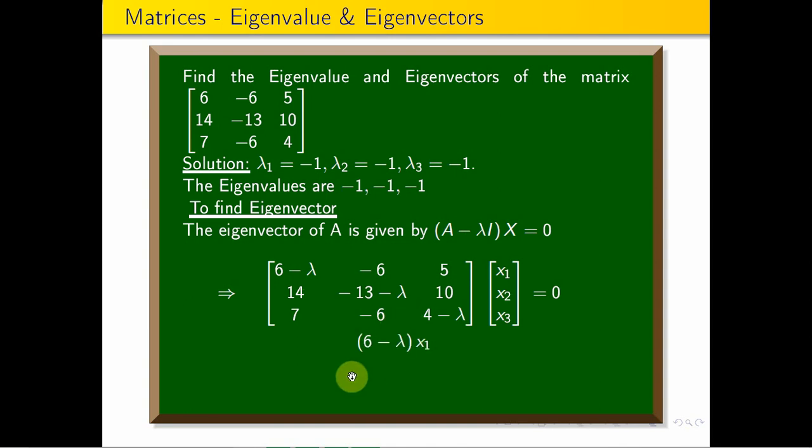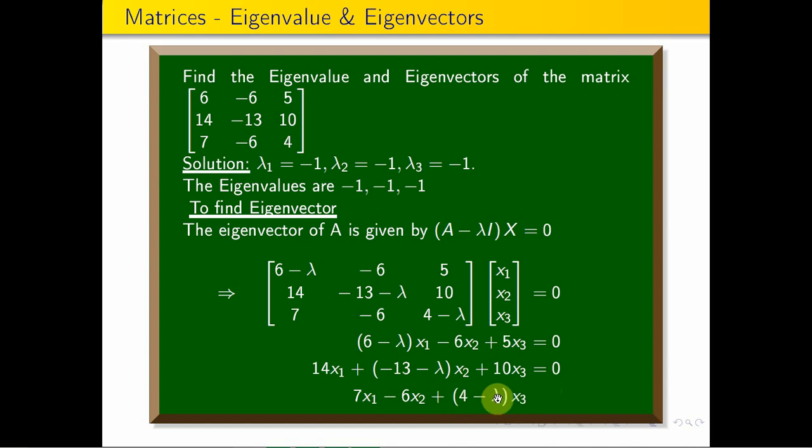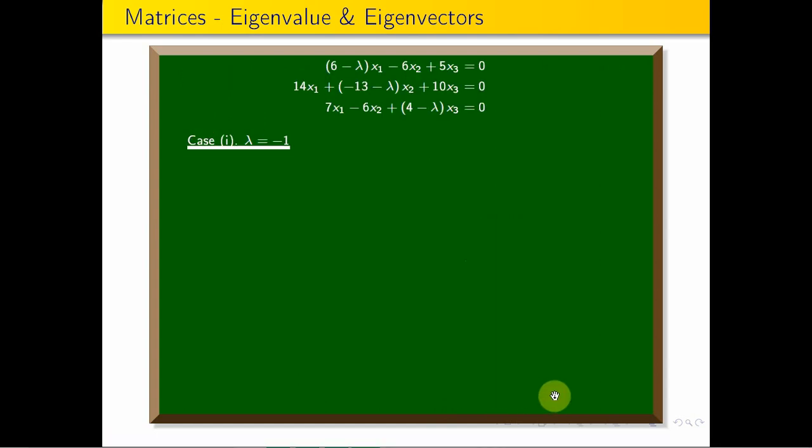It is (6 minus lambda) into x1 minus 6x2 plus 5x3 equal to 0, and 14x1 plus (minus 13 minus lambda) into x2 plus 10x3 equal to 0, and 7x1 minus 6x2 plus (4 minus lambda) into x3 equal to 0. So these are the homogeneous equations. We have to find the eigenvector by substituting the lambda value in these equations.